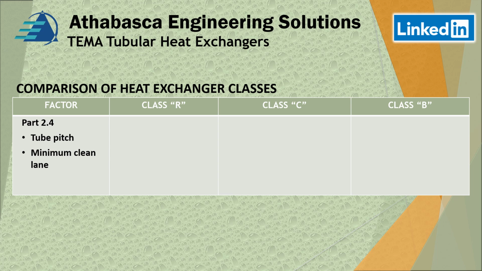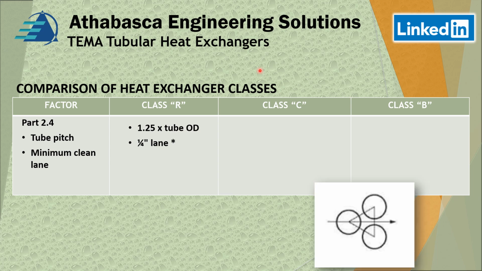Note 4 has to do with the tube pitch and minimum clean lane. The tube pitch is 1.25 times the OD and a 1/4 inch for the lane. So what is a lane? Well, it's that distance between the ODs of the tubes. So if you can see my little cursor, it's there and here and here. And this is an example of a triangular pitch.